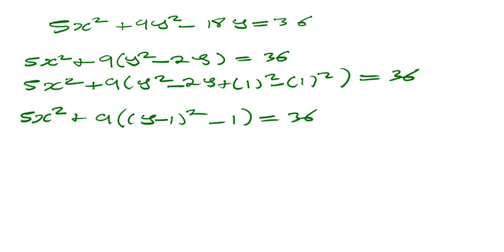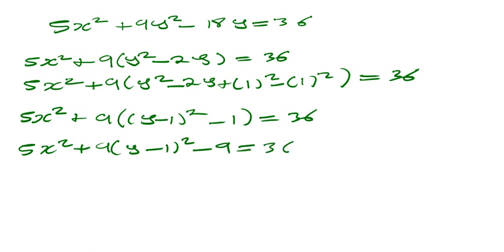Okay, so how does this one end up? So that would be 5x squared. Then here you're going to have 9. Then you distribute the 9 with everything that you have inside. That's going to be like y minus 1 squared. That would be minus 9 is equals to 36.